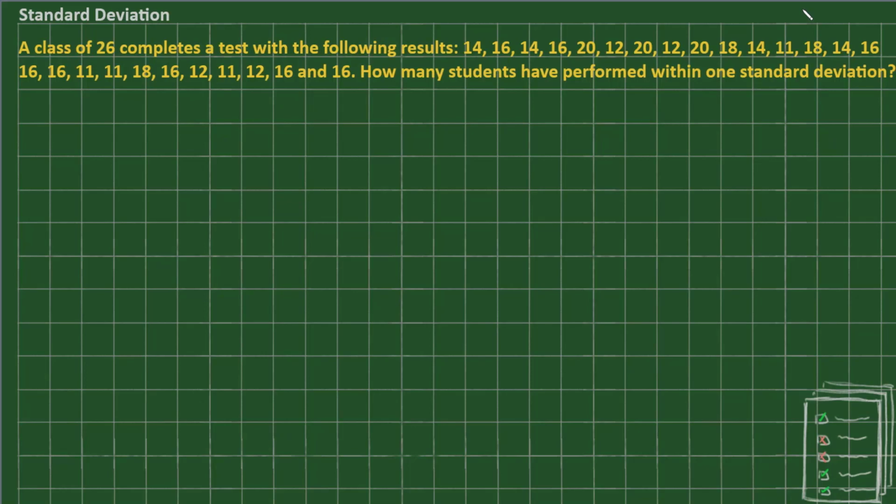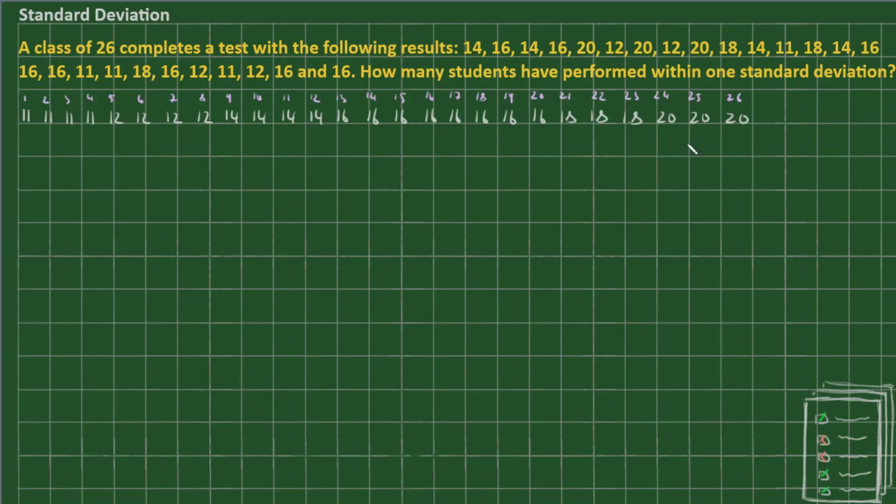The first step is to list the given values in ascending order. The next step is to calculate where the median position actually is. To that end, I will need the median position formula, and it is n plus 1 over 2. In our case, that would be 26 plus 1 over 2. 26 plus 1 is 27, divided by 2 gives 13.5. This means that the median position is between positions 13 and 14.